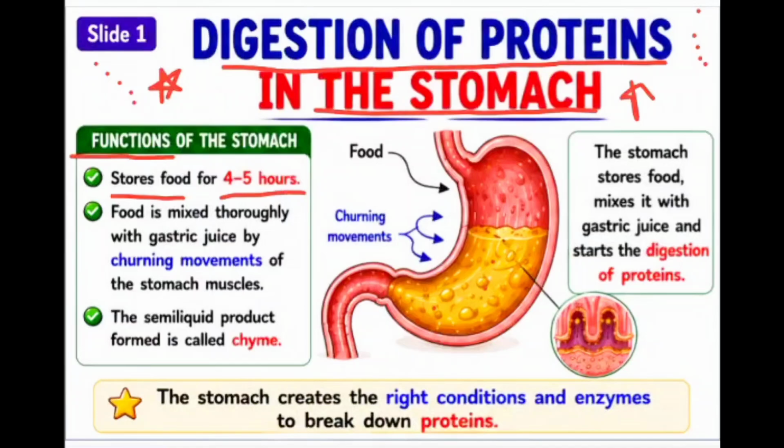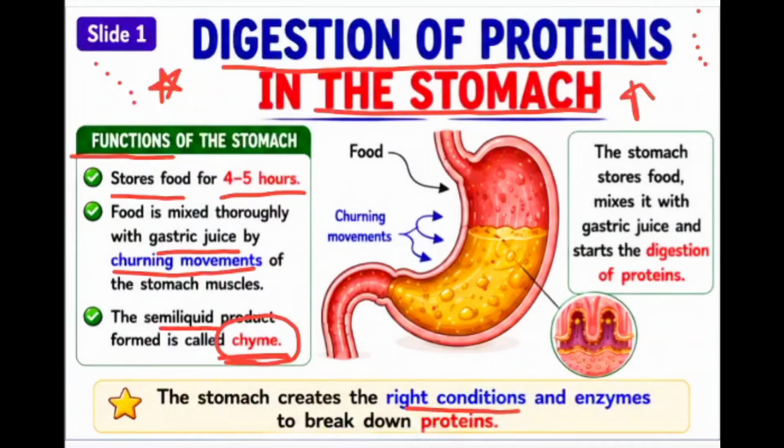And the second important function is mixing of food with the gastric juice. The muscles of stomach continuously contract and relax. These movements are called churning movements. Think of it like a washing machine mixing clothes and water together. Similarly, the stomach mixes food with digestive juices through churning movements. As a result of this mixing, food becomes a soft semi-liquid substance known as chyme. So remember, food plus gastric juice plus churning movements equals chyme. And most importantly, the stomach creates the right conditions for protein digestion to begin.